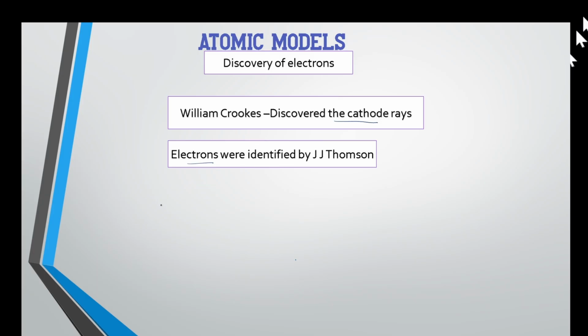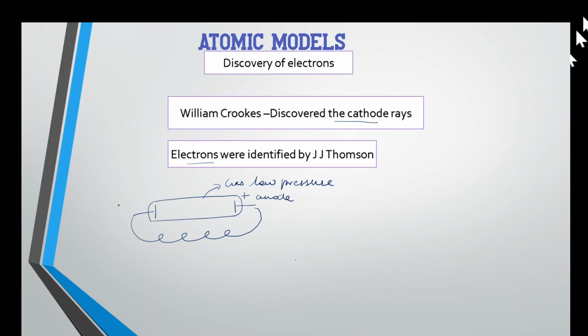So the experiment that was conducted was that a closed cathode ray tube or a discharge tube was taken, and electric current was passed in this closed tube. A gas was taken at very low pressure. Okay, the positive end is called as the anode. This was the positive end, and this is the negative end, which is called as the cathode.